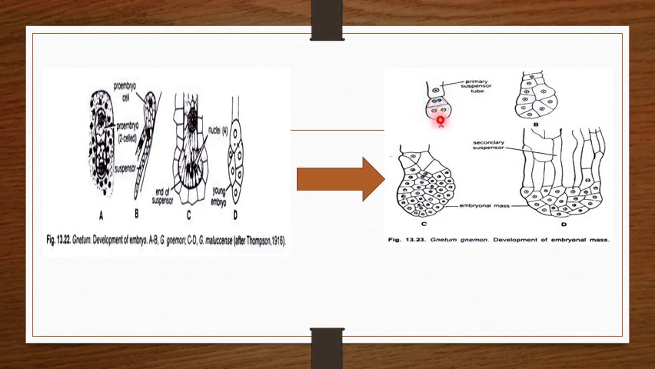A small cell is cut off at the tip of the primary suspensor tube in Gnetum gnemon. It soon divides first transversely and then longitudinally, resulting in 4 cells. Now irregular divisions take place, forming a group of cells called the embryonic mass. Some of these cells divide and elongate to form secondary suspensors. The remaining cells at the tip form the embryonal cells.